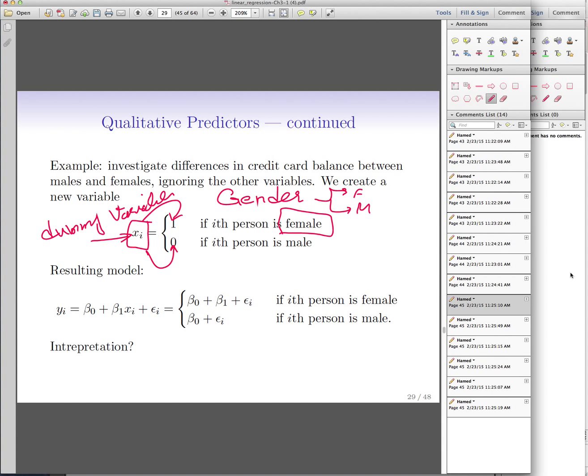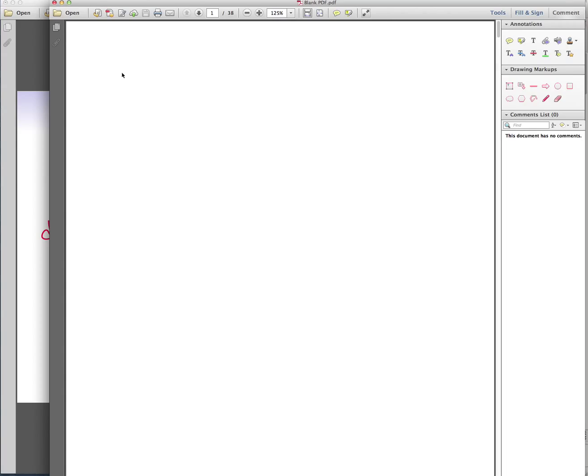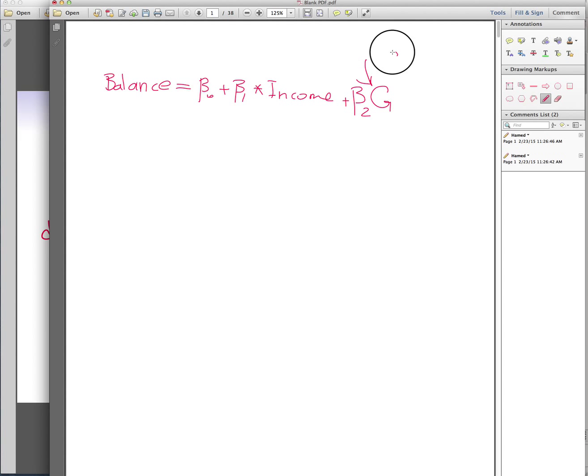So for instance, let's just stick to our example. Let's say balance is a function of your income and your gender. So G stands for gender. And let's assume we have defined gender such that it's 0 when it's male and 1 when it's female.